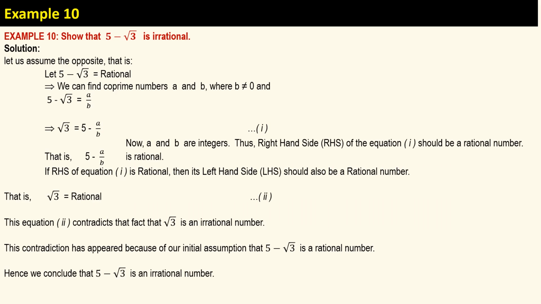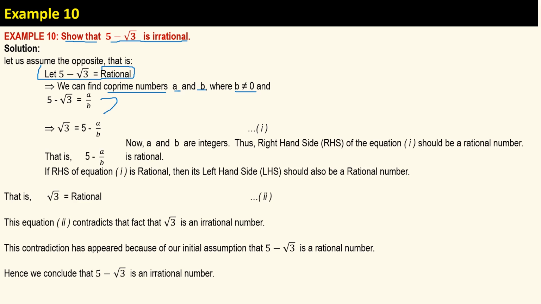Now let's solve example number 10, which says show that 5 minus square root of 3 is an irrational number. Now let us assume the opposite. Let us assume that 5 minus square root of 3 is a rational number. Now if it is a rational number, then we can find co-prime numbers a and b where b is not equal to 0, and we can write this rational number as 5 minus square root of 3 is equal to a divided by b.